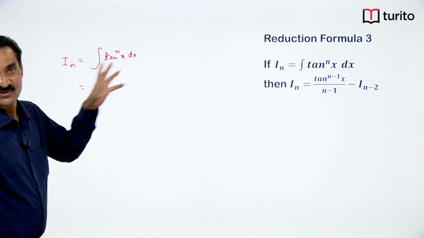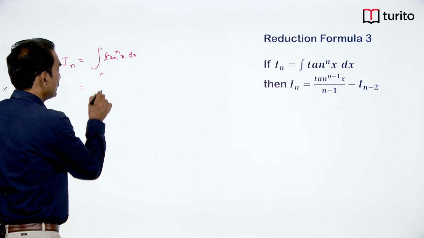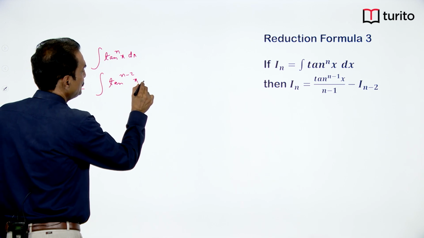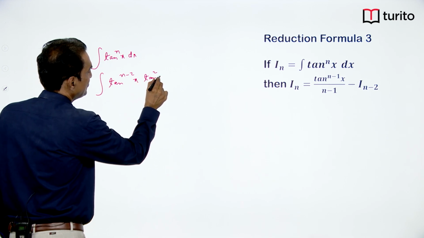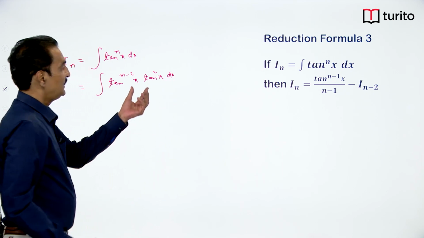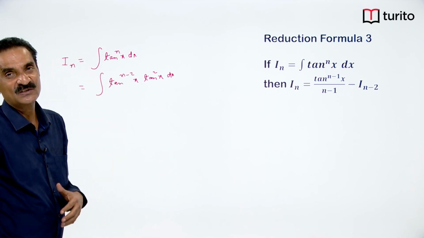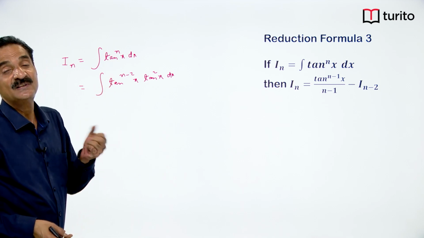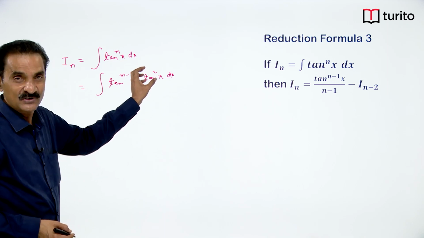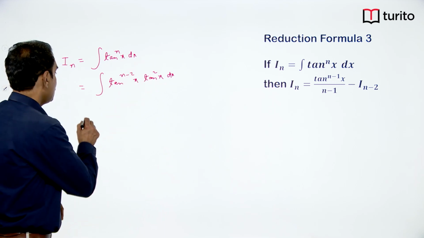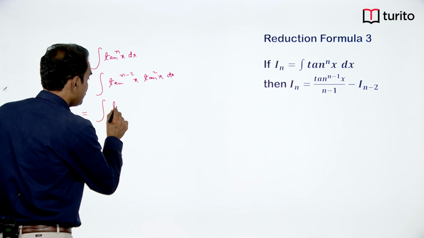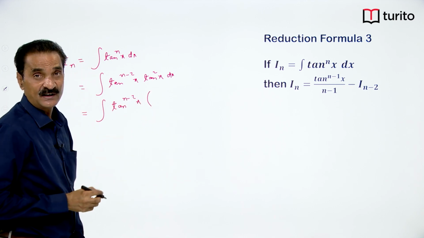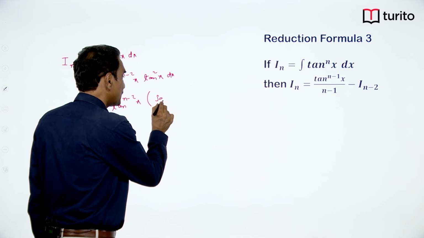First, you separate tan square x and write it as tan power n minus 2x into tan square x. Tan square x can be written as secant square x minus 1. Why are we doing this? Because derivative of tan x is secant square x. So, we want to have secant square x in the integrand. Then integral tan power n minus 2x into secant square x minus 1.